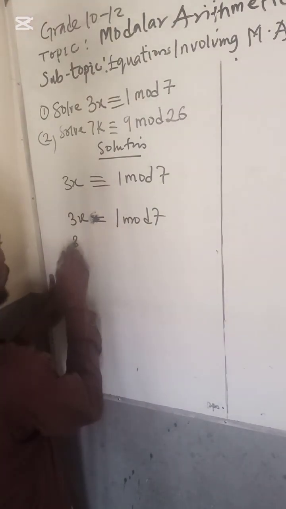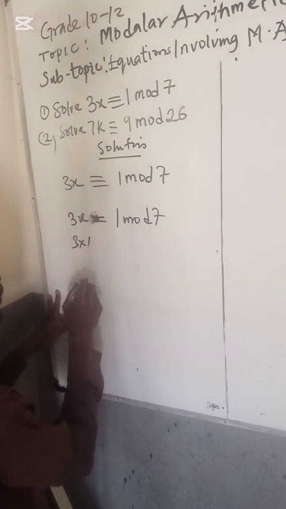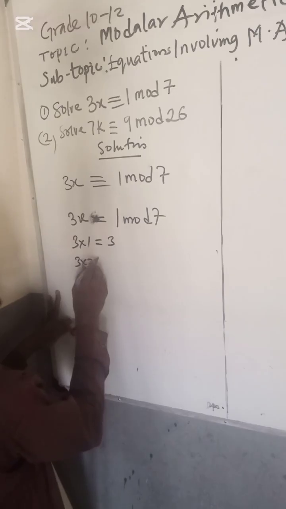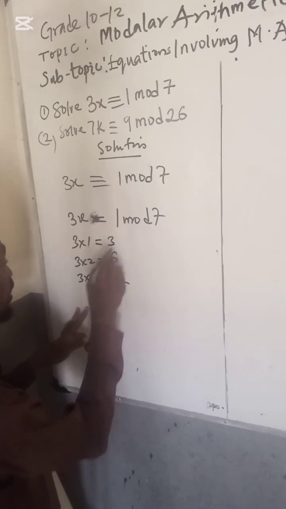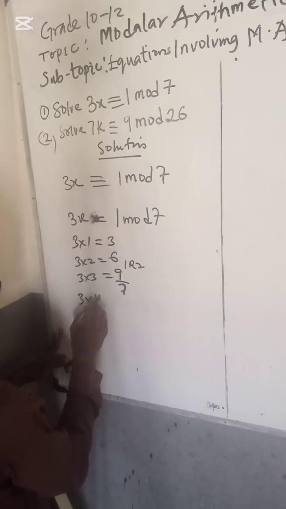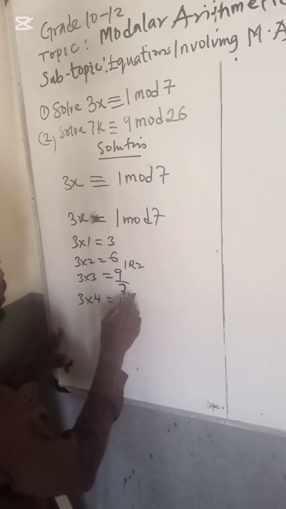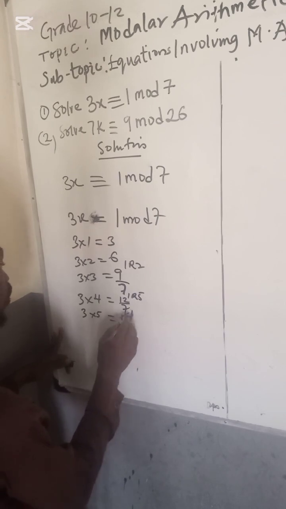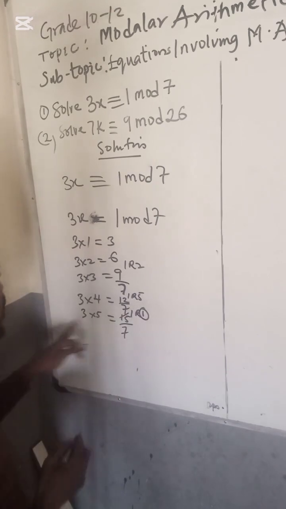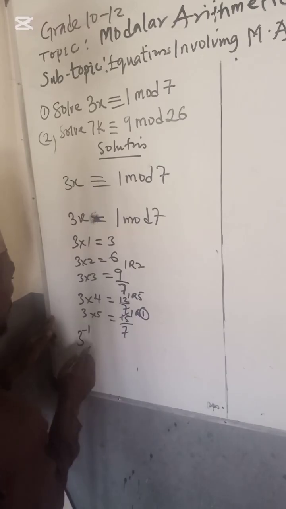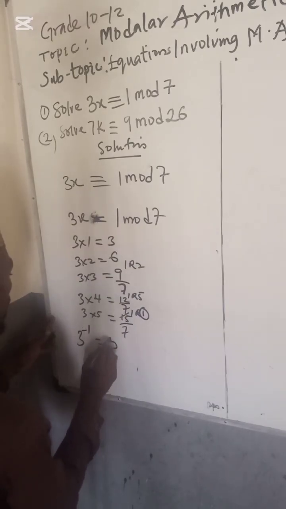We have to check. 3 times 1 is 3. 3 times 2, 6. 3 times 3, 9. Now, 7 in 9, 1 remainder 2. 3 times 4 is 12. 7 in 12, 1 remainder 5. 3 times 5, that is 15. 7 in 15 is 2 remainder 1. So this is what will give us 1 mod 7. So the inverse of 3 under this moduli is 5.